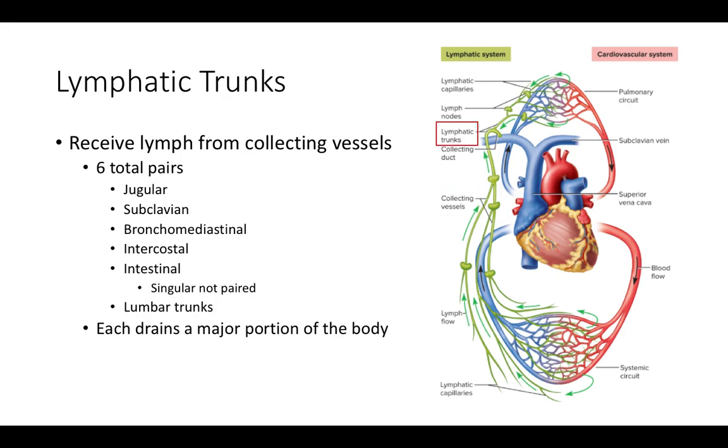The lymphatic trunks, which we see right here, just receive lymph from the collecting vessels. We have 6 major pairs, except the intestinal is singular, not paired. I don't necessarily care that you guys memorize all of these. I just want you to know that there's 6 major pairs of lymphatic trunks that drain different major portions of the body. So I have them listed here if you'd like to look at them.